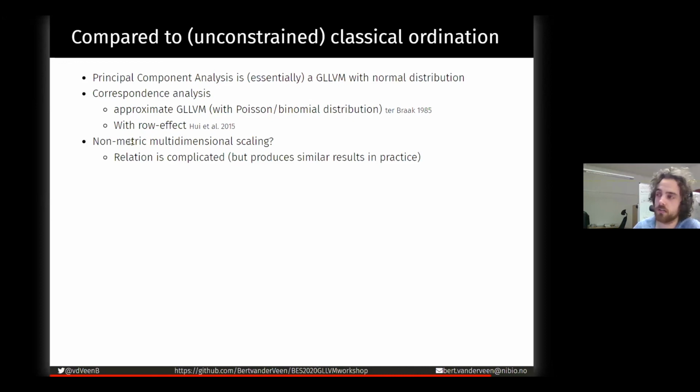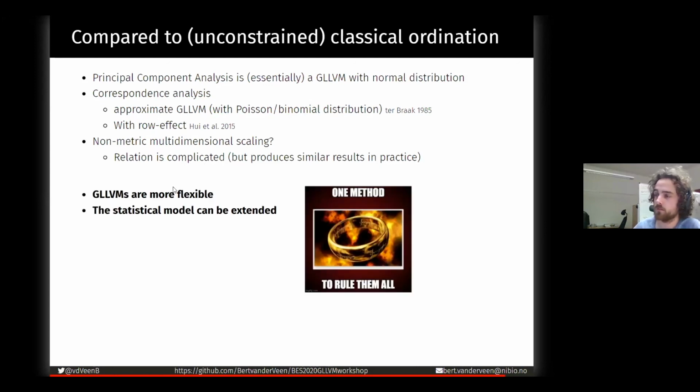And the relation with NMDS is a bit more complicated, which I could provide in more detail. But what you need to know is that in practice, it produces similar ordinations. So GLLVMs are more flexible than classical ordination methods, and they can also more easily be extended to include other things. So we get one method to rule all the other ones.